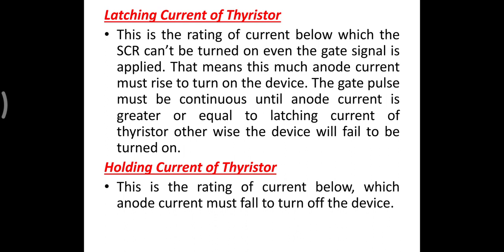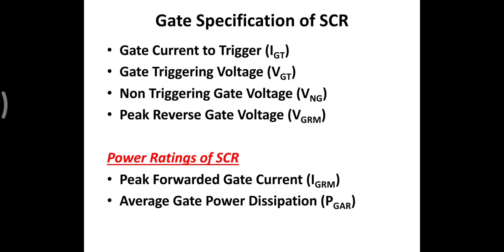Next, holding current of the thyristor. This is the current below which the anode current must fall to turn off the device. Holding current is the minimum current below which the anode current must fall to turn off. After that minimum current, it is not able to keep the SCR on. Next, gate specifications of SCR.